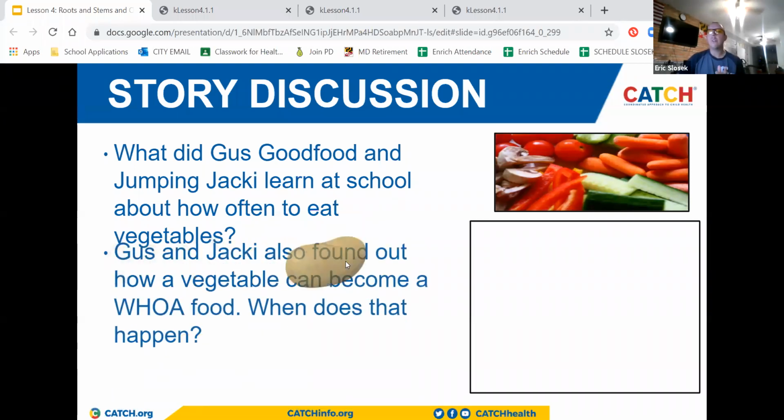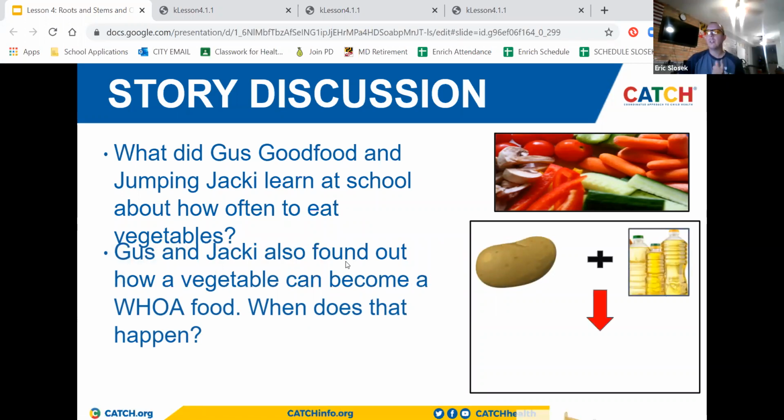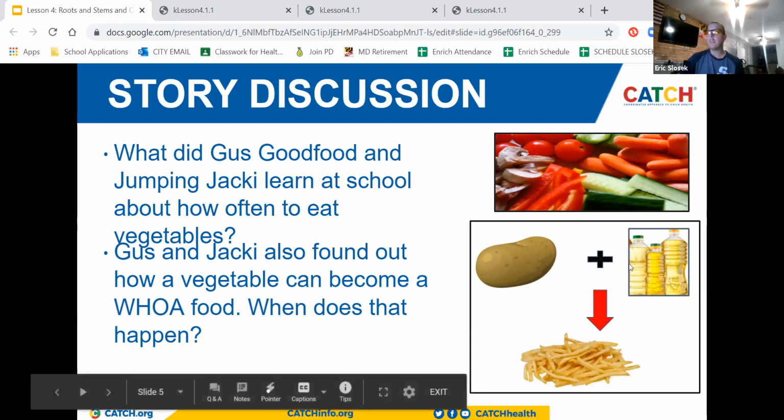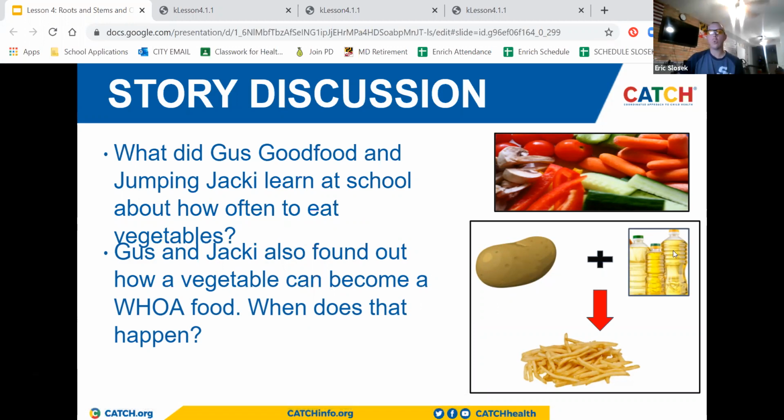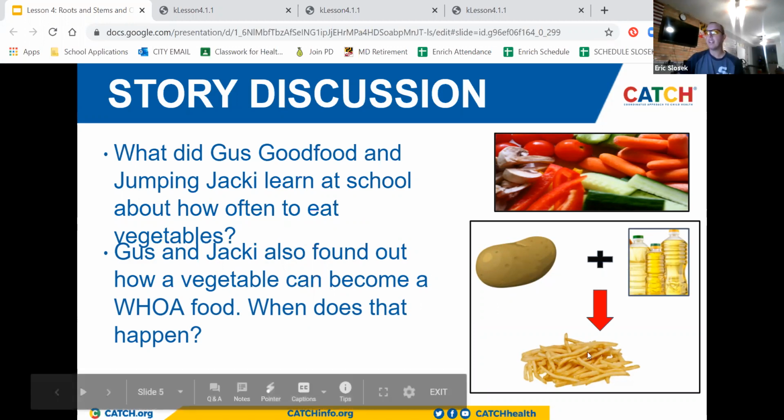Gus and Jackie also found out how a vegetable becomes a WOW food. Do you remember how it does? You're right. If you're looking at the picture over here, when you take a vegetable and put it in greasy oil and fry it up, like turning a potato into French fries, that's a greasy fat, which is going to turn that into a WOW food.